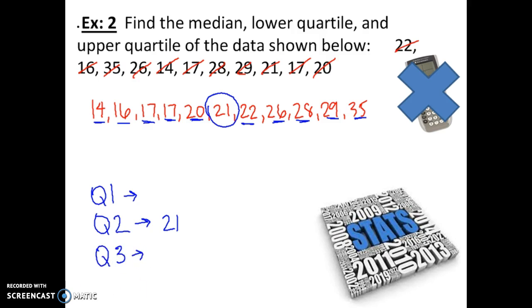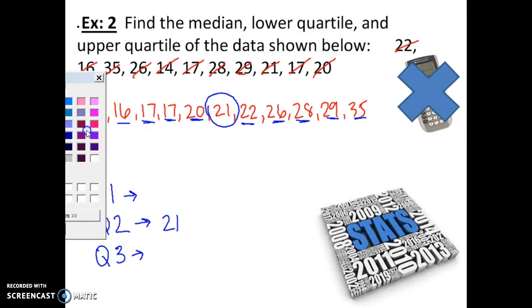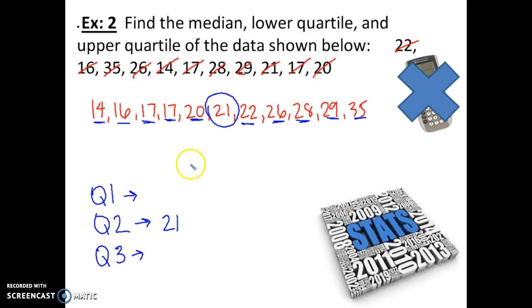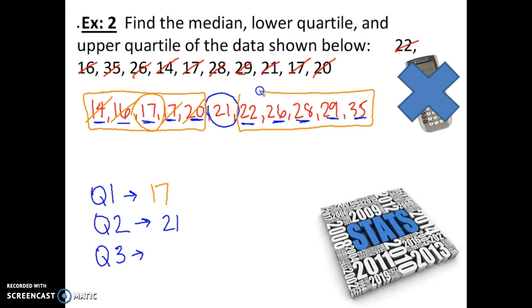Alright, to find the upper and the lower, switch colors here. We'll go with orange. Alright, so to find Q1, I'm going to take just the numbers that are left, so not including the median, and I'm going to find the median on this side. So to do that, I'm going to do the same thing, start crossing off from the end, and I get down to a 17, so that's my Q1. And then the same thing on this side, take the upper half and start crossing off, and we're going to get to the 28 that's in the middle. So my lower quartile is 17, my upper is 28, and my middle quartile, or my median, is 21.